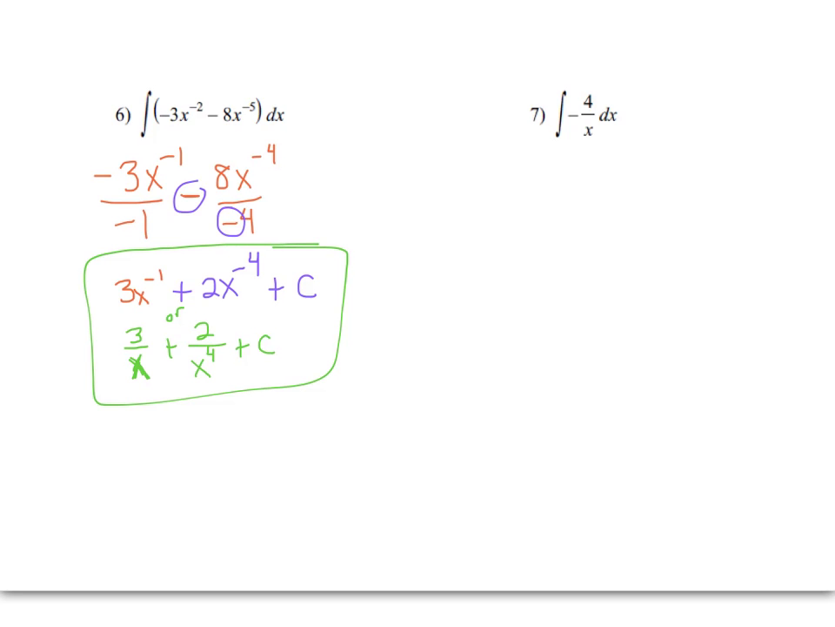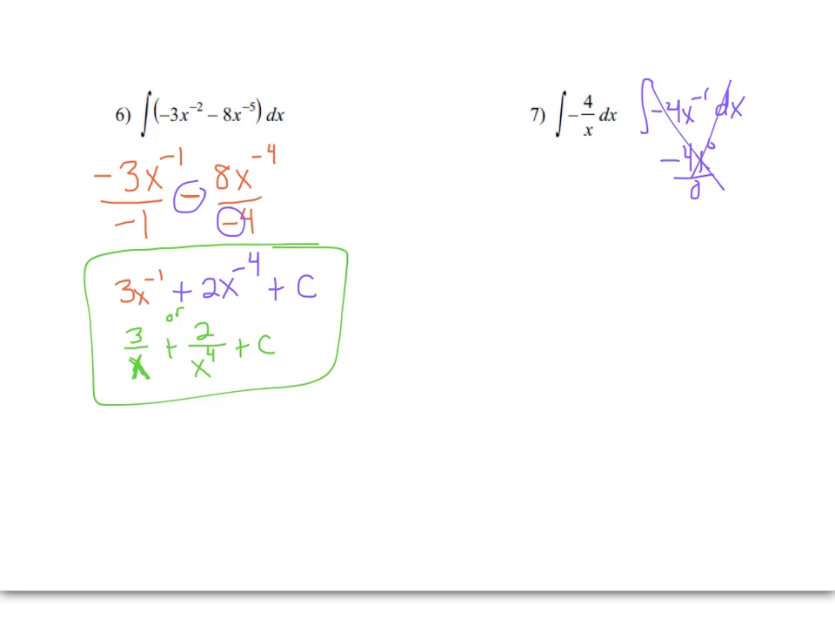Number 7, if you try to power rule this because you're like, oh, I'm just going to bring this up to the top because that's a really cool thing we can do. If you try to power rule this, when you add 1, you get 0, which isn't the worst thing in the world. But then when you divide by 0, that's not allowed. So this is not a power rule, which means we have to come up with something else.